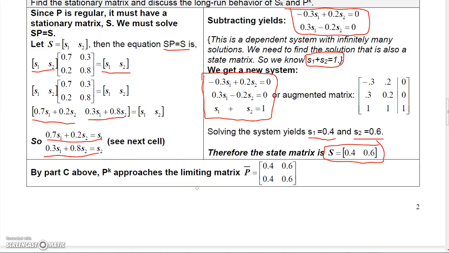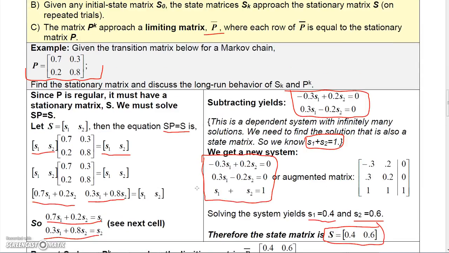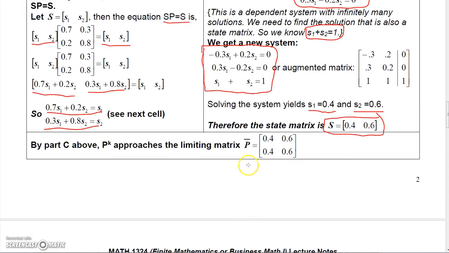Since that's the state matrix, the limiting matrix P bar would be the matrix where every row is just 0.4, 0.6, and that would be called the limiting matrix.